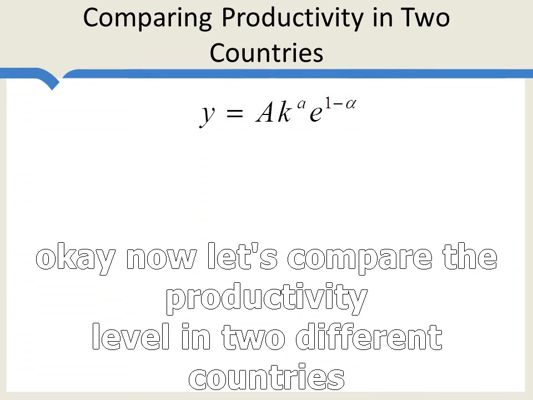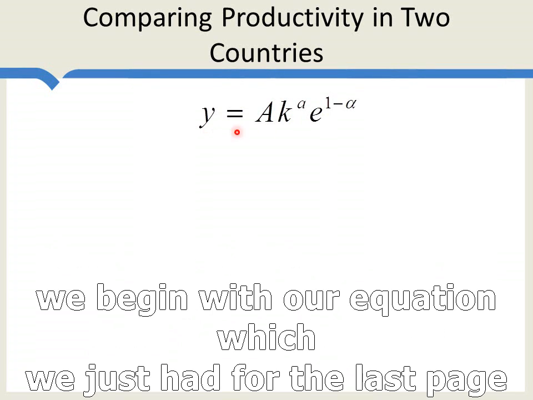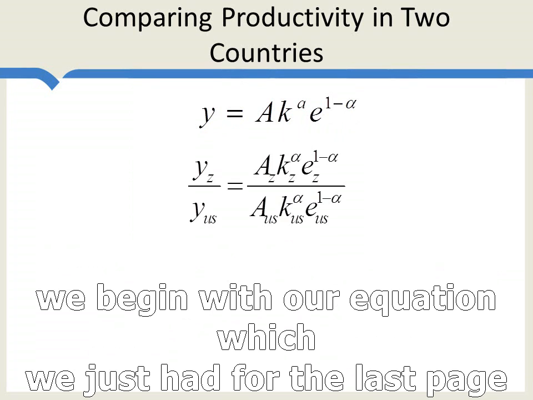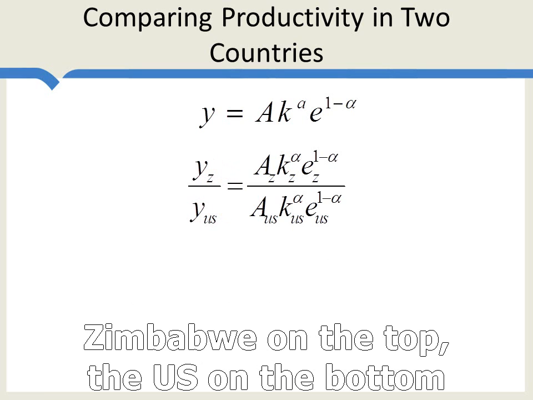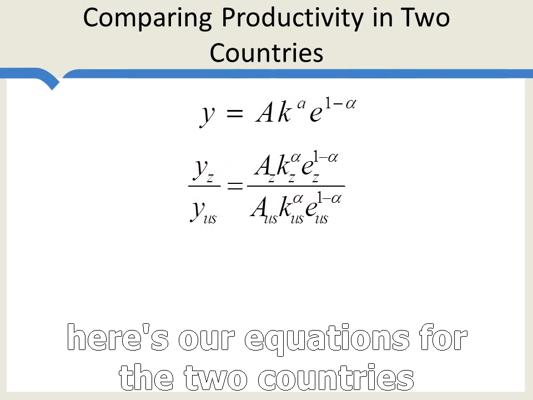the productivity level in two different countries. We begin with our equation, which we just had from the last page. Now let's put two countries, one on top of each other. We'll put Zambia or Zimbabwe on the top, the U.S. on the bottom. Here are our equations for the two countries.